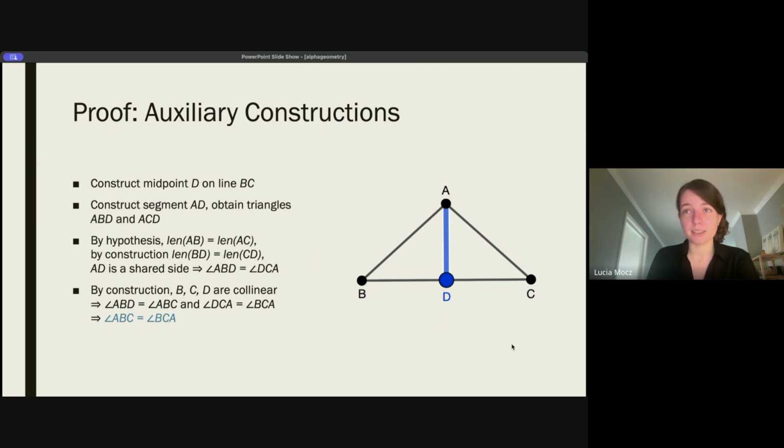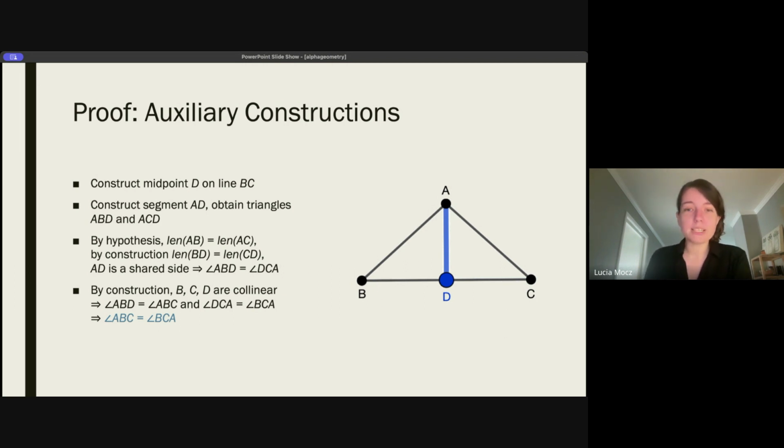We're not done yet at that point, because what we actually want is that the angle ABC is equal to the angle BCA. However, since our point D was a midpoint on this line BC, B, C, and D are all collinear. And that allows you to conclude that angle ABD is equal to angle ABC, that angle DCA is equal to angle BCA, and therefore we get our equality, that angle ABC is equal to angle BCA.